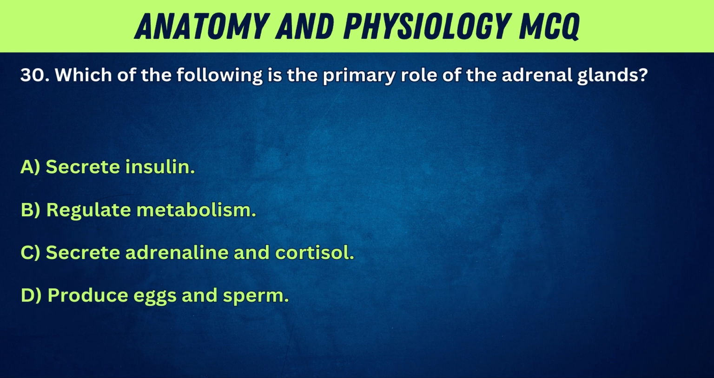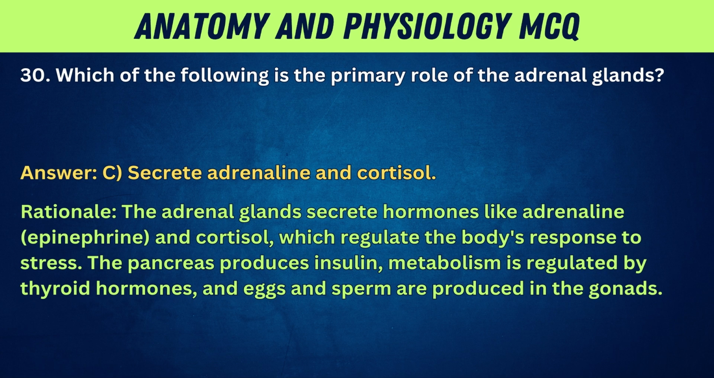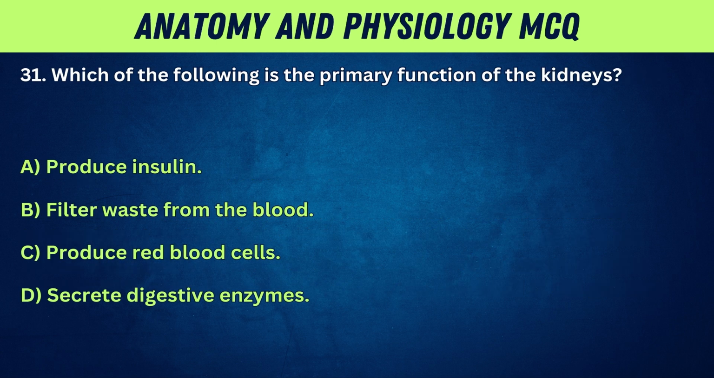30. Which of the following is the primary role of the adrenal glands? A. Secrete insulin. B. Regulate metabolism. C. Secrete adrenaline and cortisol. D. Produce eggs and sperm. Answer: B. Filter waste from the blood. Rationale: the kidneys filter waste products from the blood and regulate electrolyte balance and fluid homeostasis. Insulin is produced by the pancreas, red blood cells are produced by the bone marrow, and digestive enzymes are secreted by the pancreas.